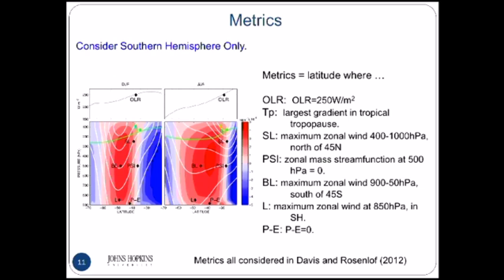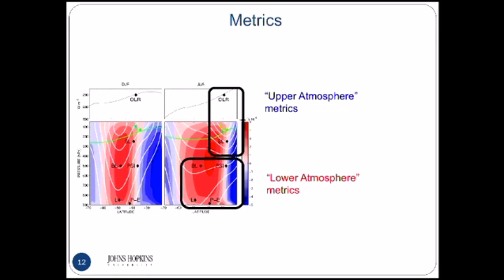If you look at this, first of all, you can roughly divide them into upper atmosphere and lower atmosphere metrics. The nomenclature is not perfect, but we've got OLR, the tropopause temperature, and the subtropical jet. We're going to call those upper atmosphere metrics. I should say, for someone who's worked a lot of time in the stratosphere, calling the troposphere the upper atmosphere is still difficult. And then there's the lower atmosphere, which is the psi, these jets, and the P minus E.